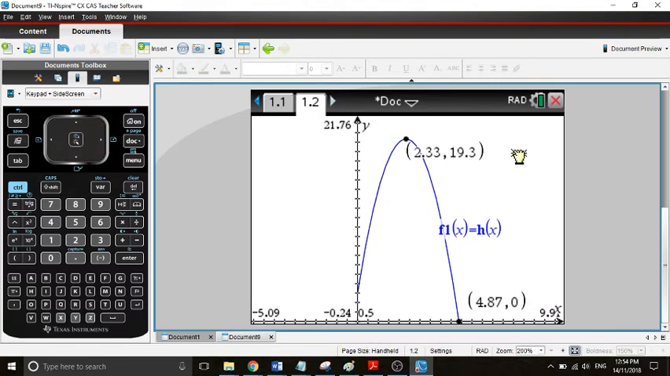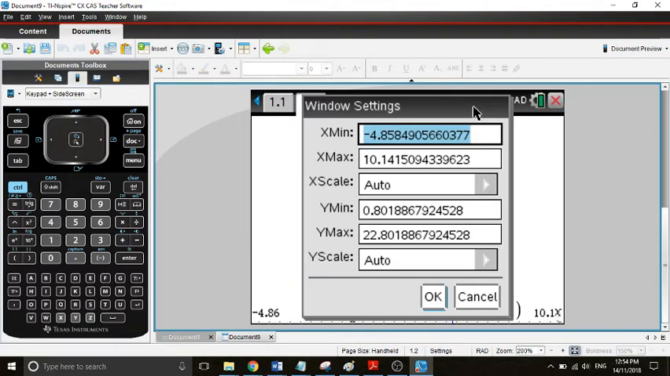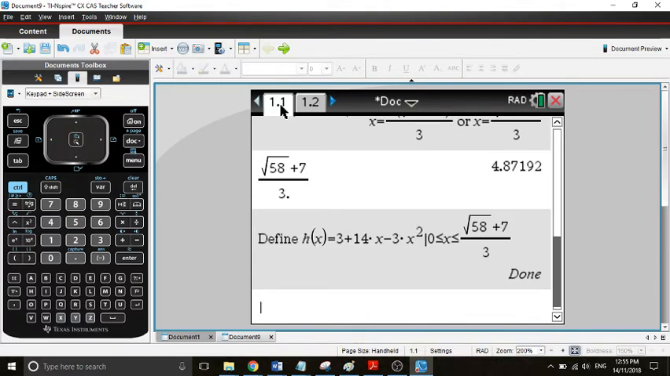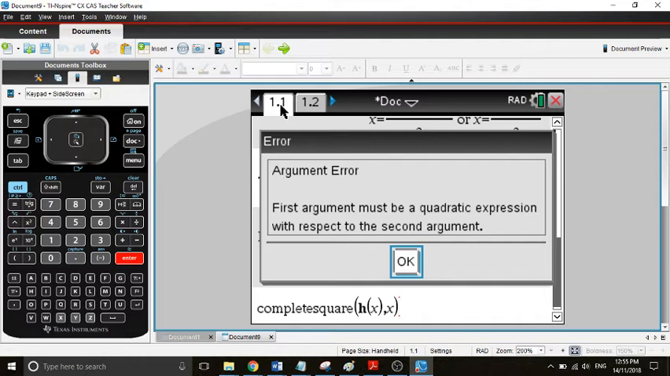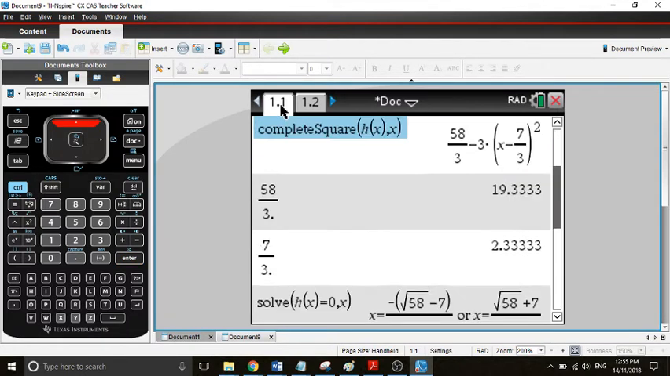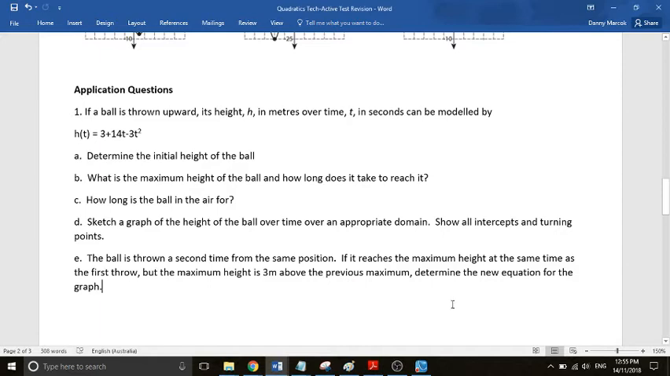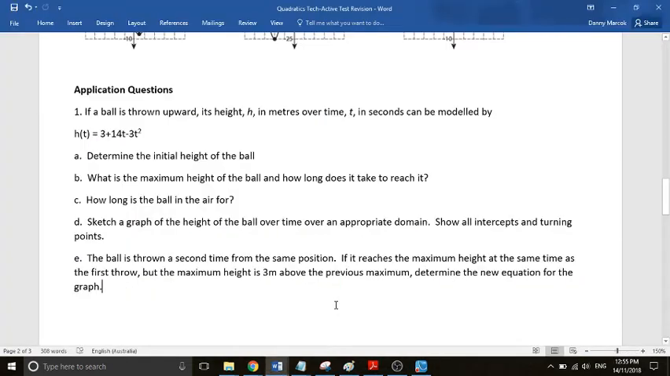So what we're going to do is I'm going to move this a little bit, and I'm going to change my window just so we can see what's happening. Set our y minimum to -2 and our y maximum to say 25, just so we can see it. So from there, now we're going to complete the square if we can. Complete square h of x, comma x. Okay, anyhow, we're going to use this. We know this is what we've got. Now the time isn't changing. It's the same maximum height at the same time, so it's still 7 over 3. So this part here is not going to change, but it is going to be 3 meters higher.